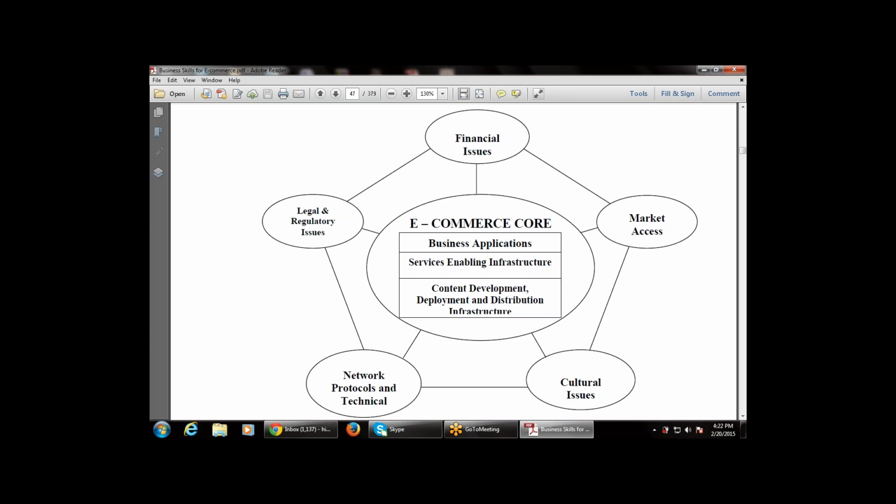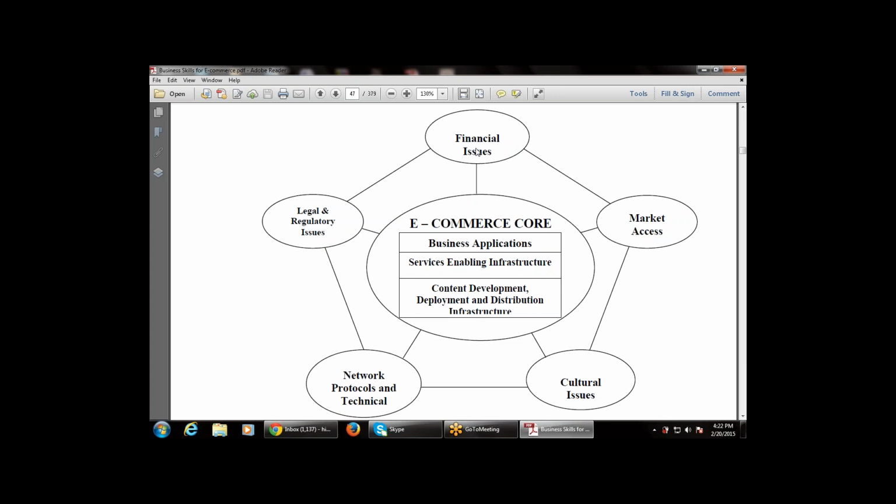And these are the various issues and aspects in e-commerce: the financial issues, market access, cultural issues, network protocols, and technical, legal, and regulatory issues. These are the various criteria and terms used with e-commerce. These are the various parts of e-commerce, and there must be consideration of these things for the e-commerce framework.